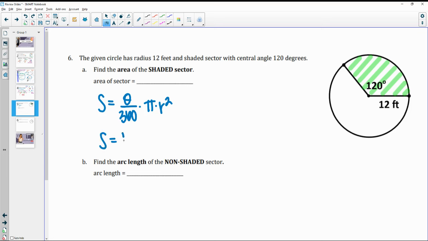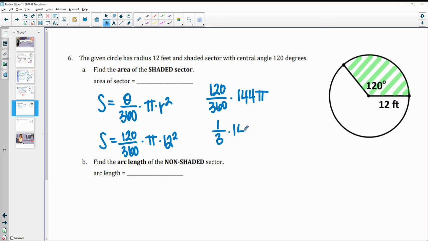So we have 120 degrees here out of 360. And then we have times pi and then times 12 squared. So this is 120 over 360 times 144 pi. And really 120 over 360 is 1/3, but you could certainly just use your calculator to do this as well. But we'd have 1/3 of 144. So if you need to leave this in terms of pi, this would be 48 pi feet squared.